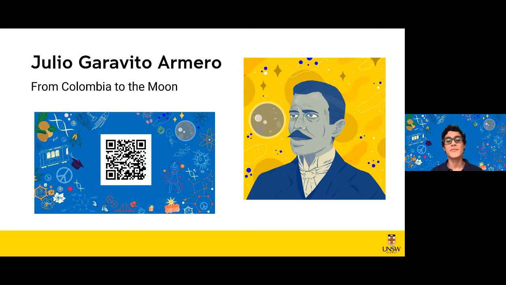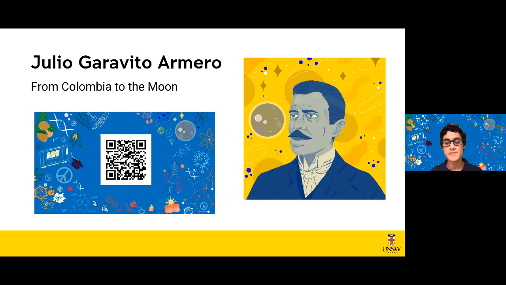Yeah, absolutely. So I chose Julio Garavito Armero to be included in the UNSW Science History Trail to showcase the role that Colombian scientists have played throughout the history of science. Unfortunately, today, Colombians are widely stigmatized for unfortunate reasons. So, for example, illegal drugs trade, political corruption, or unsafeness. And this can sometimes overshadow the achievements and contributions made by Colombian people.